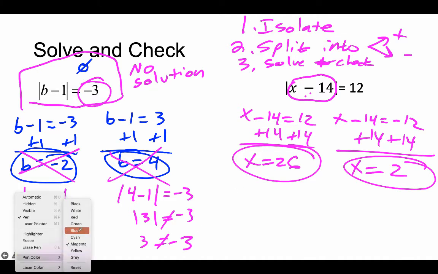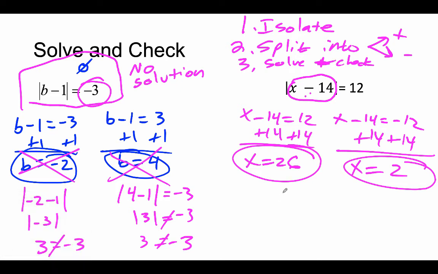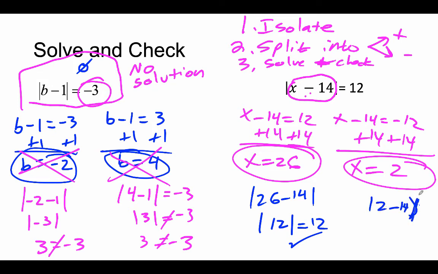Let's go back to blue. I like blue. Saber blue, baby. Pep Fest. Let's go. Plug it in. Absolute value of 26 minus 14. Absolute value of 12 is equal to 12. Yep. Absolute value of 2 minus 14. Oh, that's a straight line. I almost made my first mistake of the year.